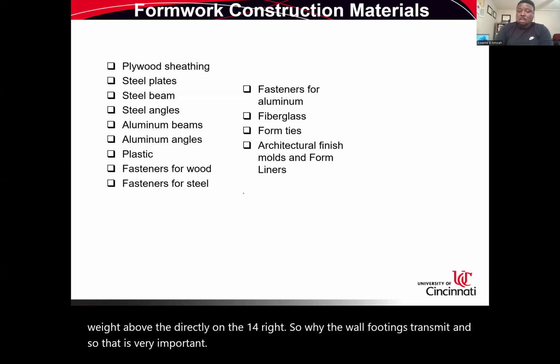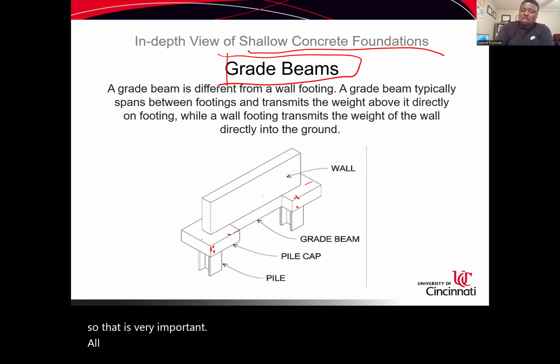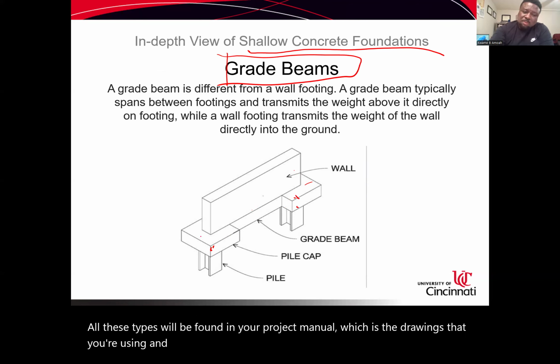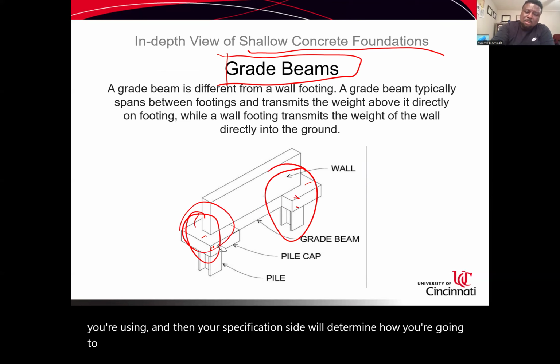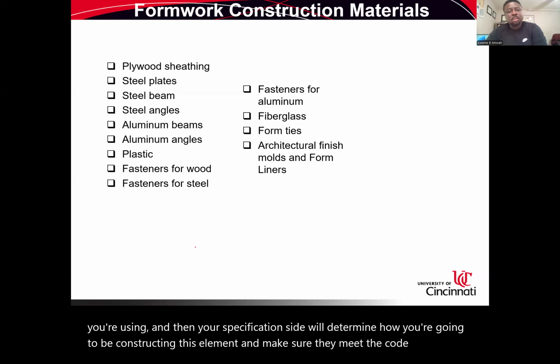Again, all these types will be found in your project manual, which is the drawings that you're using. And then your specification side will determine how you're going to be constructing this element and make sure they meet the code requirement. Building code, right?